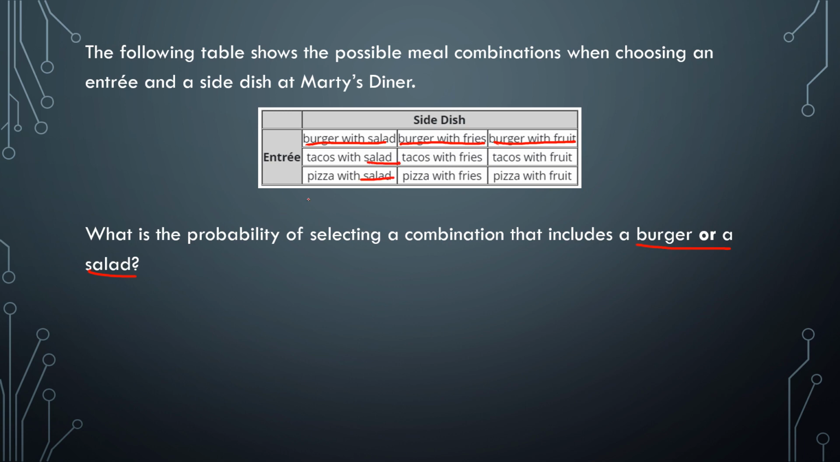So if I were to count all the different options that have either a burger listed or a salad, I would have 1, 2, 3, 4, 5. So I have 5 different options, and there are 9 total options to pick from. So I would have 5 out of 9. That's my probability.